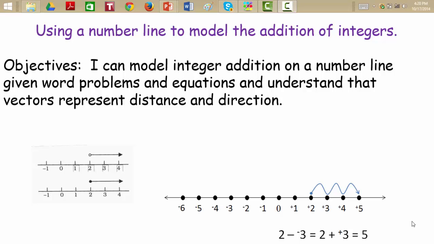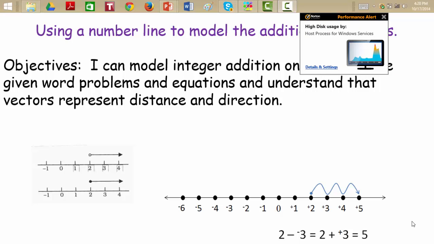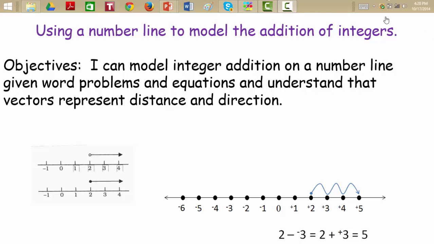We're going to be using a number line to model the addition of integers. Your objective, hopefully by the time you get done with this video, is that you'll be able to model integer addition on a number line given word problems and equations, and understand that vectors represent distance and direction.